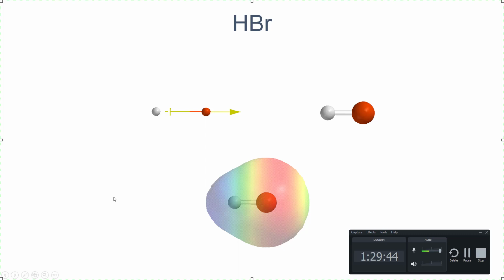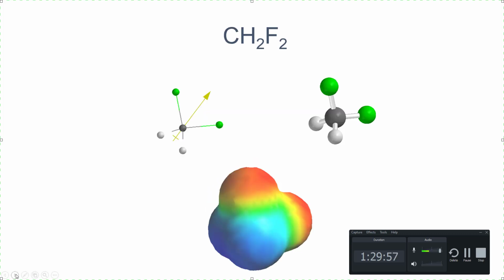HBr, pretty simple. You'll see these diagrams in your book. Red is delta minus, blue is delta positive. So this is HBr, which would be definitely polar. Here's CH2F2. It has two fluorines and two hydrogens. It's tetrahedral. Since the same atoms are not attached in those four positions, it would be polar, with the area around the fluorines being delta minus and the areas around the hydrogens being delta positive.